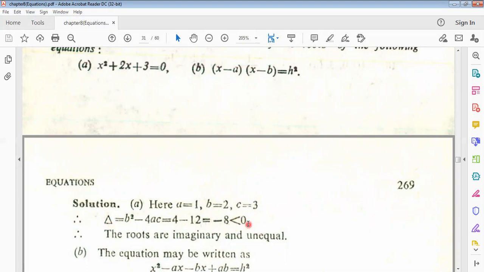So what will be the condition for that? The nature of the roots will be: the roots are imaginary and unequal. Okay, the roots are imaginary and unequal.